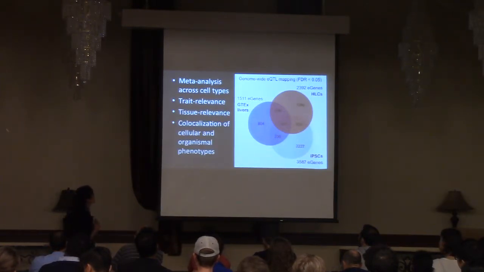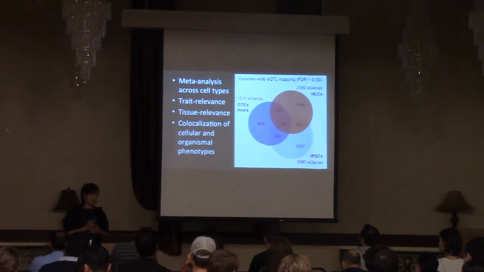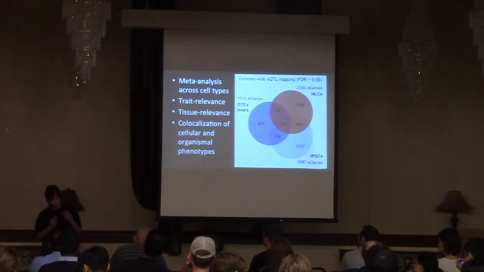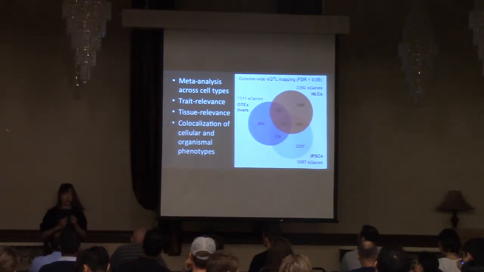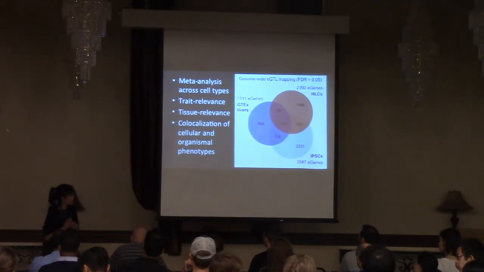Tissue relevance. We also wanted to know whether they have colocalization of cellular and organismal phenotypes, by which I mean we happen to have summary statistics of GLGC lipid cholesterol level studies that are showing statistical significance of particular genetic variation and its contribution, statistically speaking, to a complex trait such as LDL cholesterol, total cholesterol, triglyceride levels, et cetera, that are very relevant to a liver phenotype.